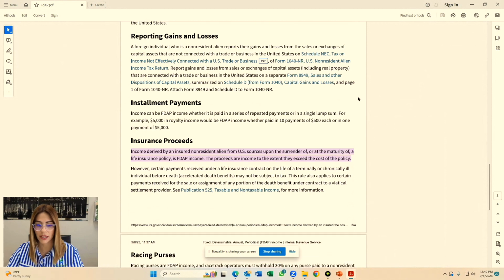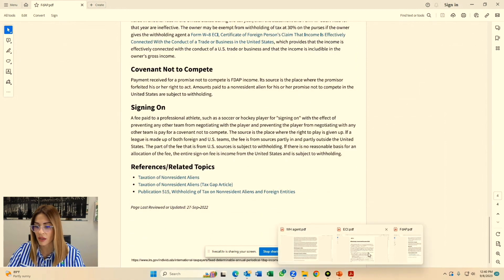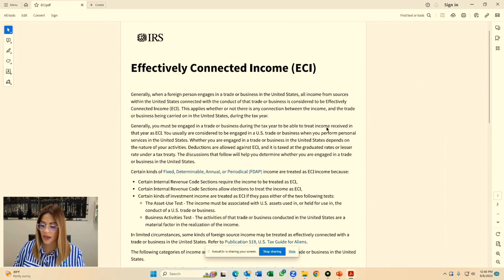So those are like the highlights of this page, but you can go to the IRS website and read the whole thing. All right. Now ECI, let's touch upon ECI a little bit.